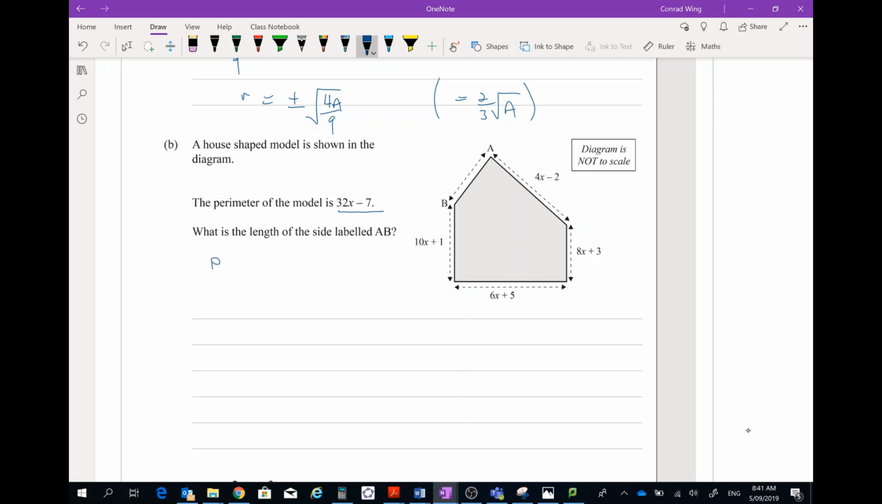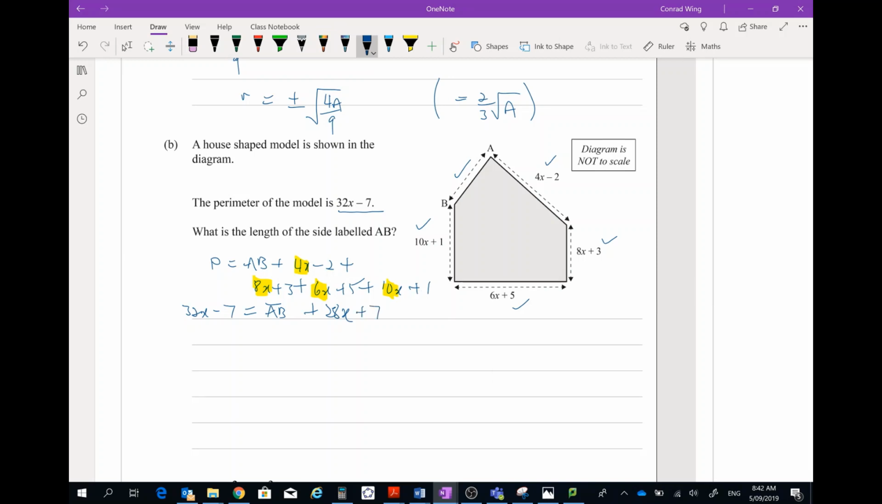Right, the perimeter is equal to this side AB, plus the 4 sides, 1, 2, 3, 4. So we write this as 4x minus 2, plus 8x plus 3, plus 6x plus 5, plus 10x plus 1. You know what the perimeter is, 32x minus 7. So we write this as AB. How many x's do I have on the right hand side of the equation? 4 of them, 8 of them, 6 of them, and 10 of them is how many? 28. Very good. Plus 28 x's, and then if I look at the constants, it's plus 7. Yep, very good.